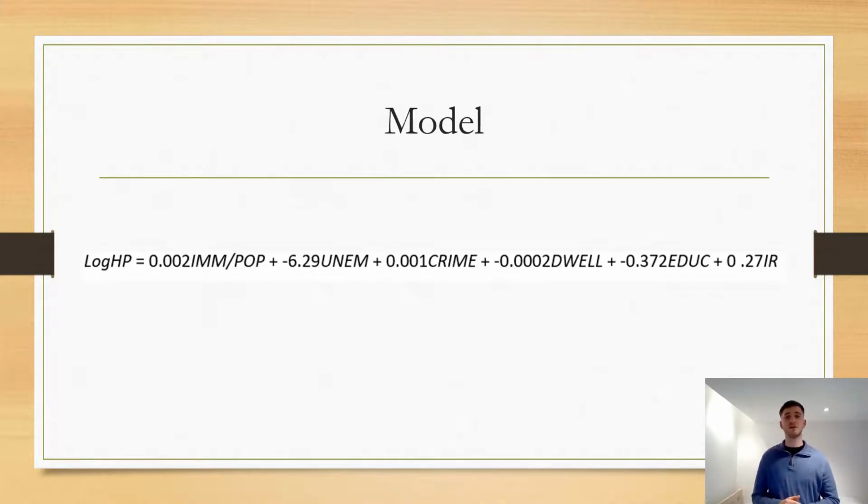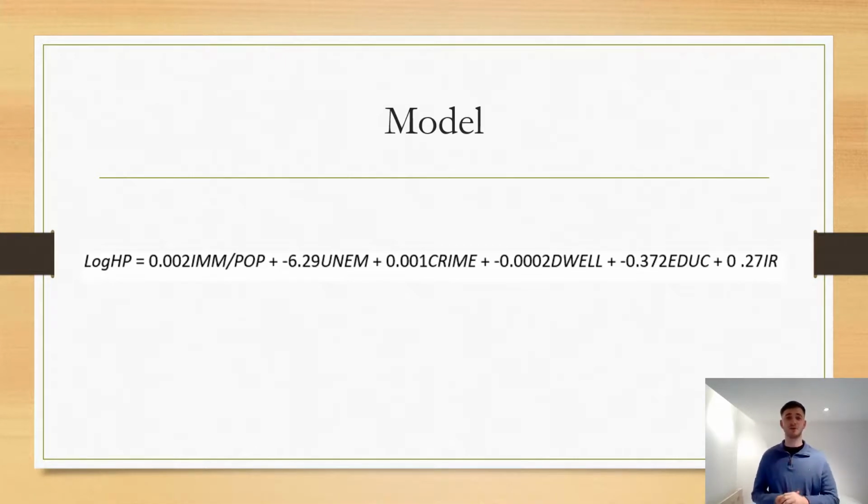Looking at the results, all of the variables had a p-value of 0.000, indicating that they could all fit into the model. In summary, the coefficient of immigration over population is only 0.002, indicating that immigration does have a significant impact on house prices. However, if we increase the stock of immigrants by 10 units, it would only lead to a 0.02% increase in log house prices, whilst holding all other independent variables constant.